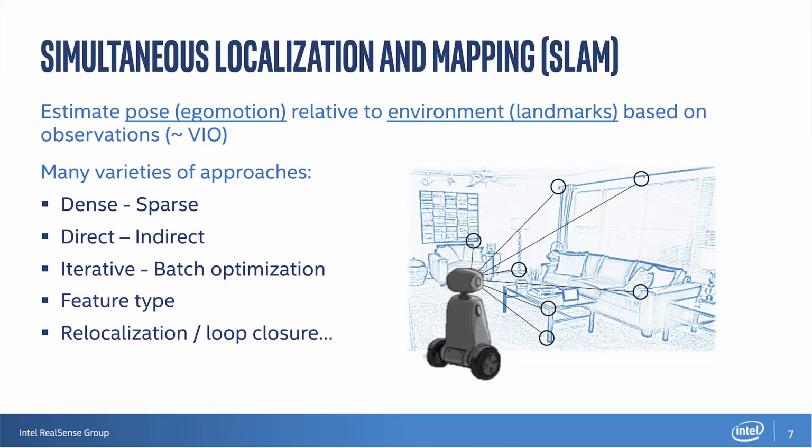Also, people use different feature types, different feature descriptors, and implement additional features such as relocalization, meaning the robot detects when it's coming to the same spot or observing the same scene. That information can be used to either optimize the trajectory and map, or also to make use of a map that was obtained in a previous mapping phase.